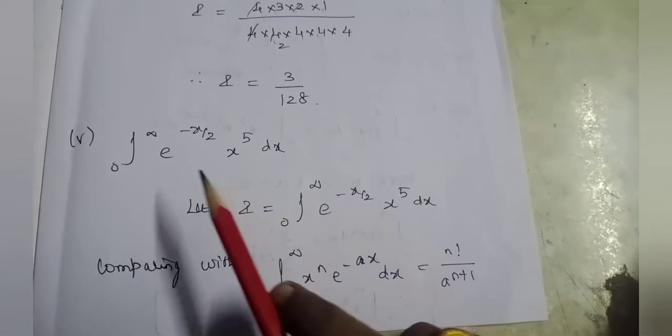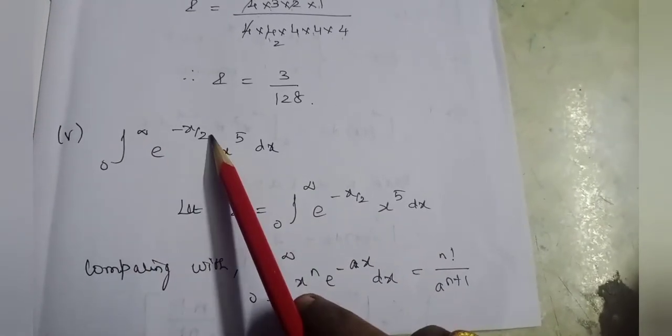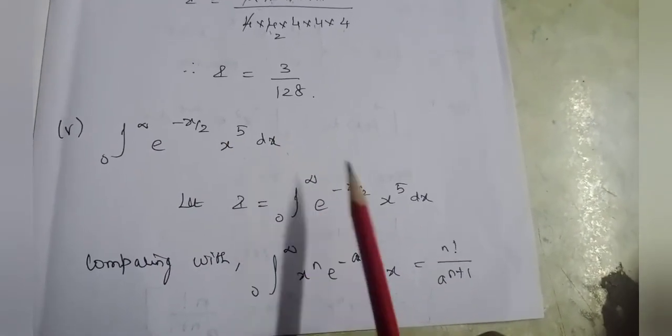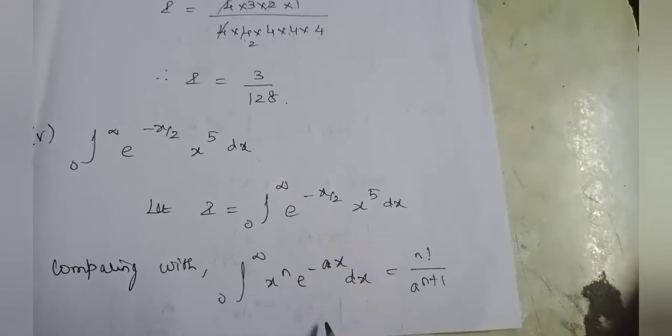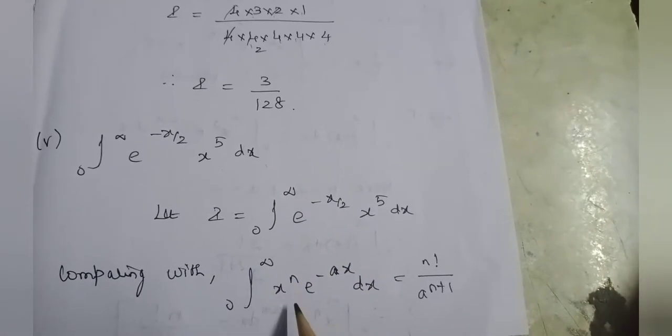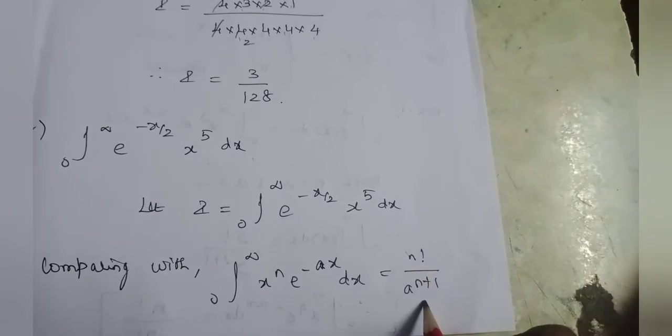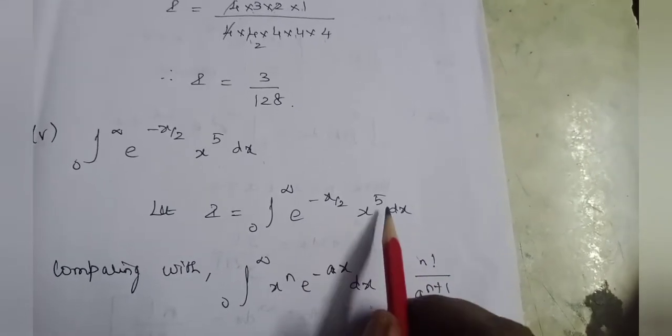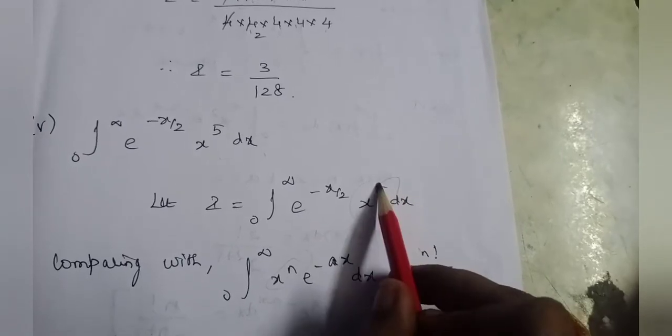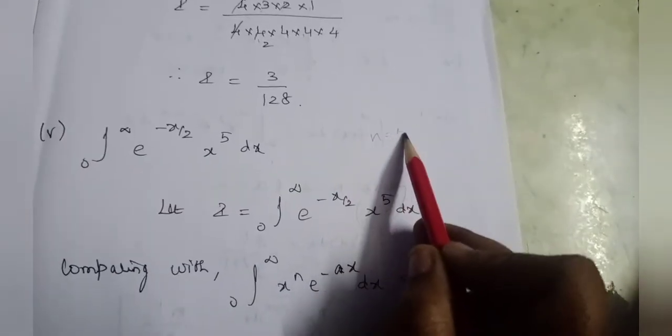Now the fifth subdivision: the integral from 0 to infinity of e to the power minus x by 2 times x to the power 5 dx. Once again, I am going to compare it with the general term, the integral from 0 to infinity of x to the power n e to the power minus ax dx, which is equal to n factorial divided by a to the power n plus 1. Now what is my n here? In the place of x to the power n, I am having x to the power 5. So n is equal to 5.